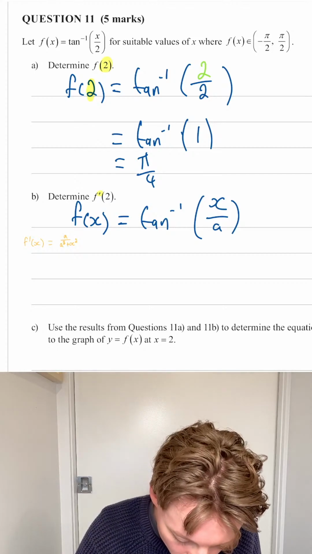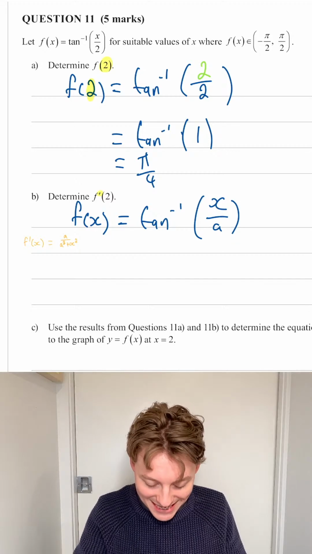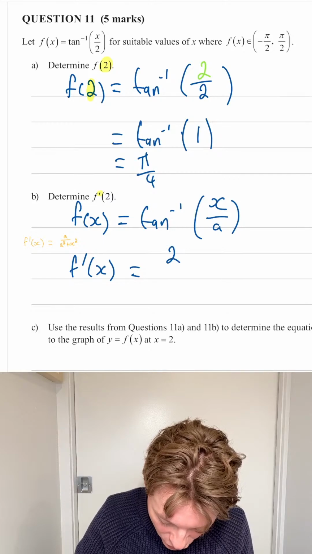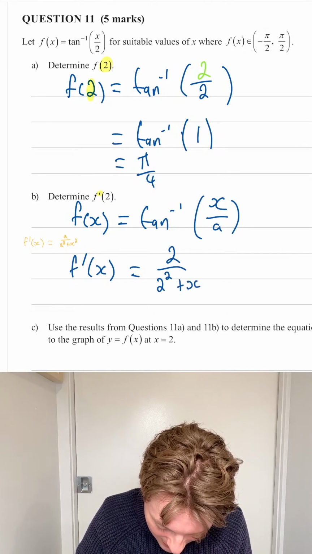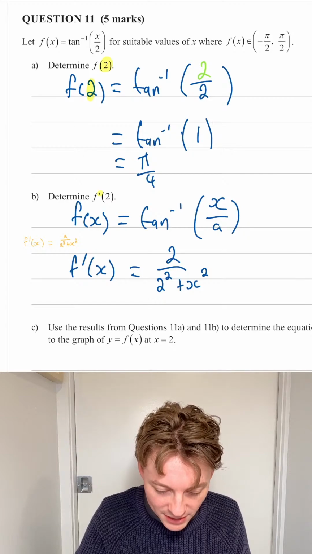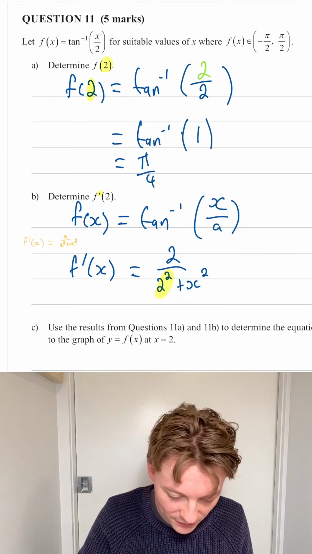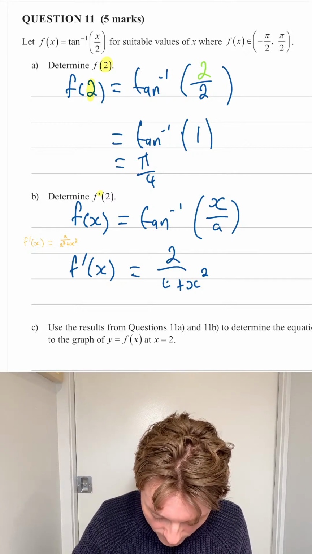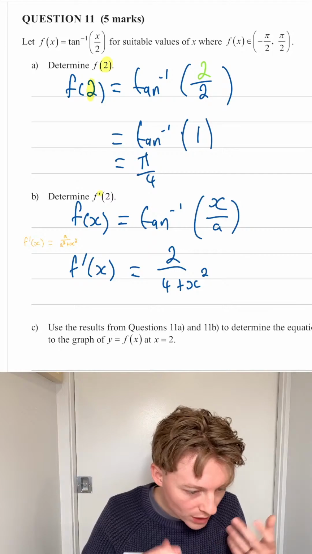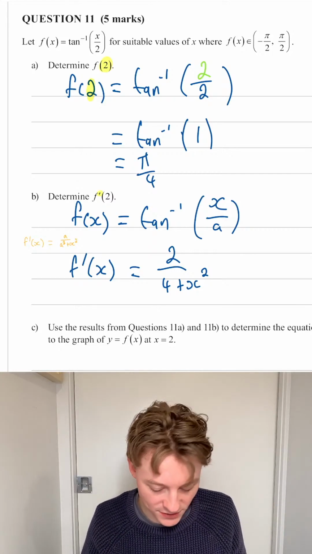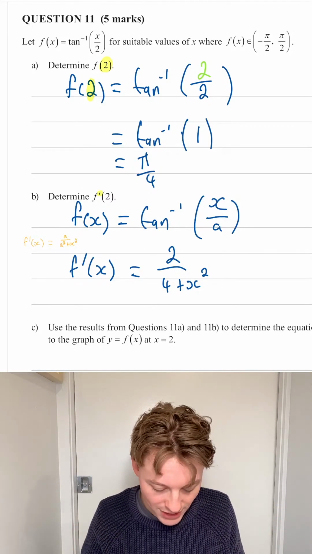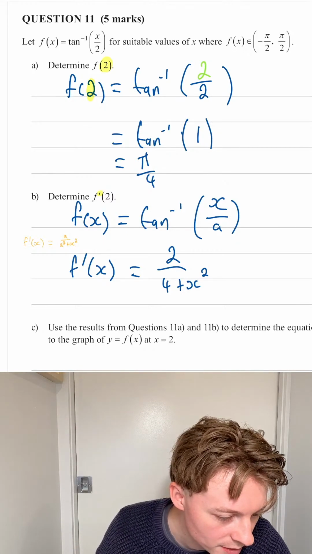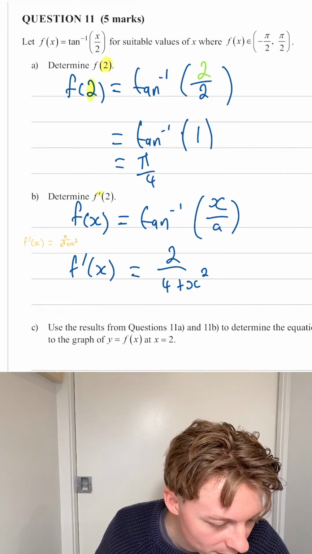I can now use my rule based on my question. My question is x over 2, so my a value is 2, which means my derivative of this function is simply 2 over 2 squared plus x squared. Well, 2 squared gives 4, right? I'm going to replace this number with the value of 4. Okay, so I've got my function. Once I have my function, I simply just need to sub in my value of 2. Everywhere I have an x, I'm going to put in the value of 2, and I've got myself my answer.